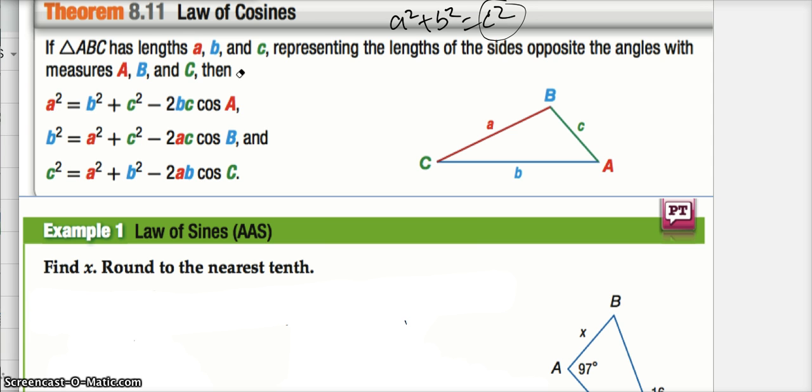Look at how A is here and A is here. B and C are stuck inside, in a sense. And you'll see the same thing when I'm talking about side B. B squared is equal to A squared plus C squared, the other two sides, minus 2 times the other two sides times the cosine of B. Notice how the B's are on opposite sides there.